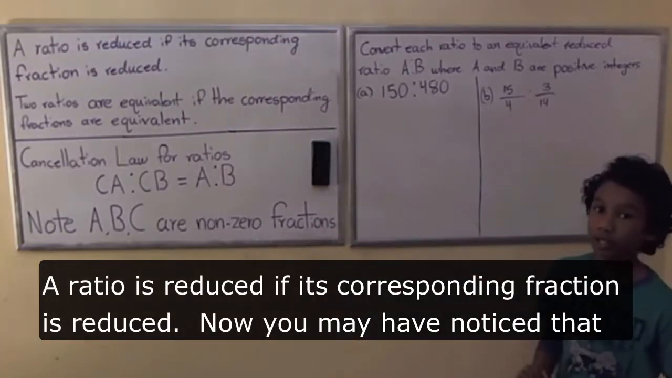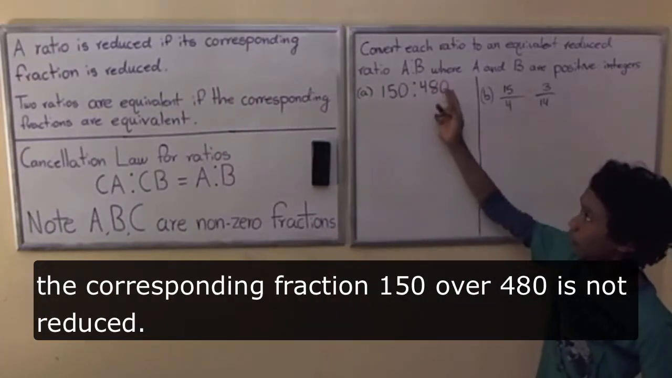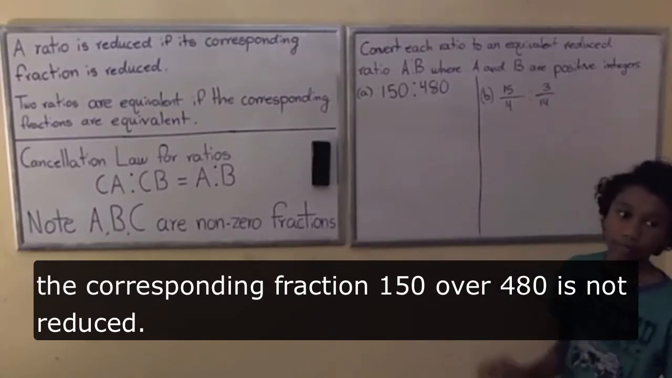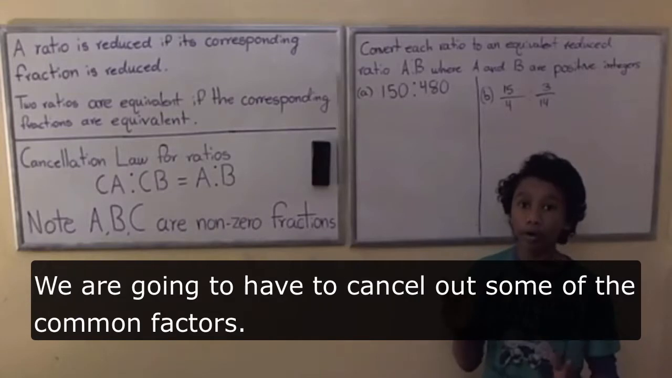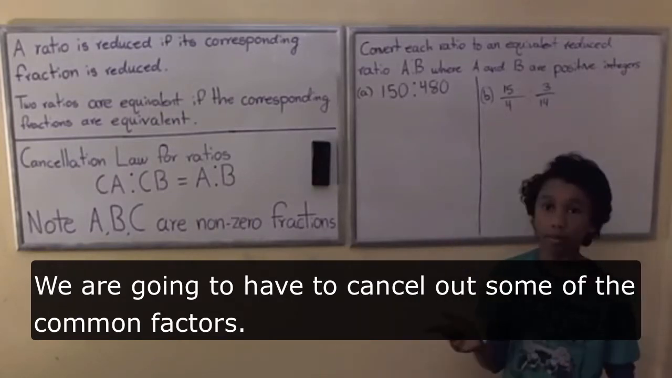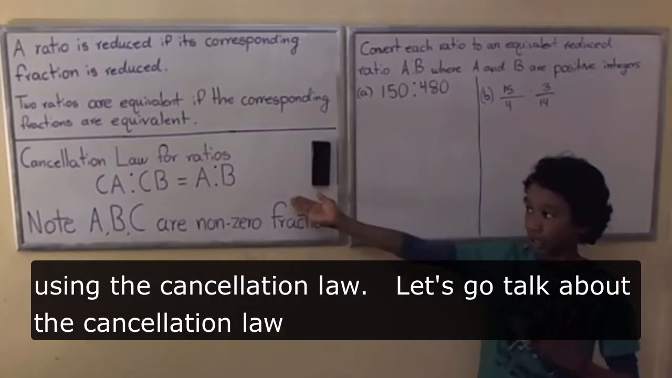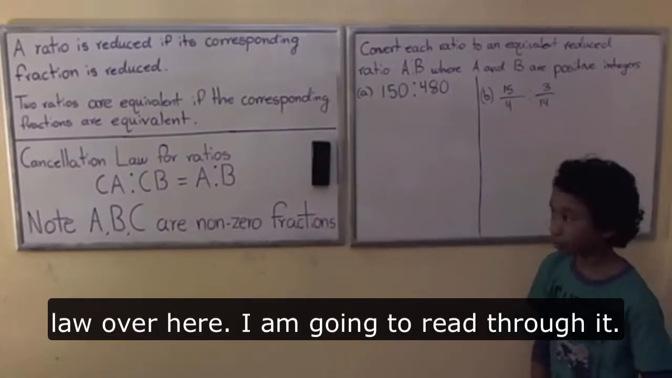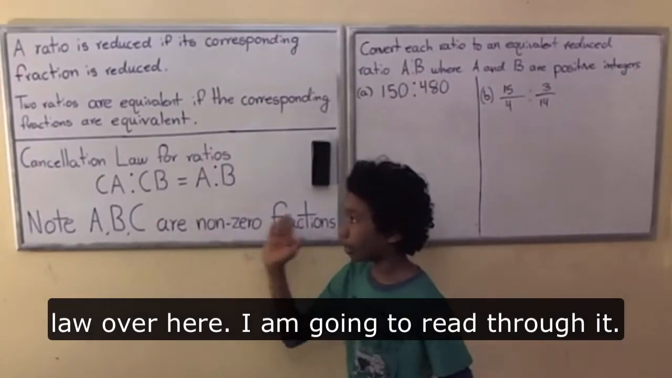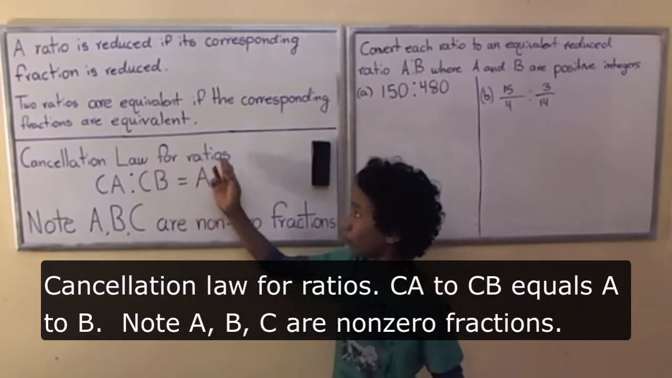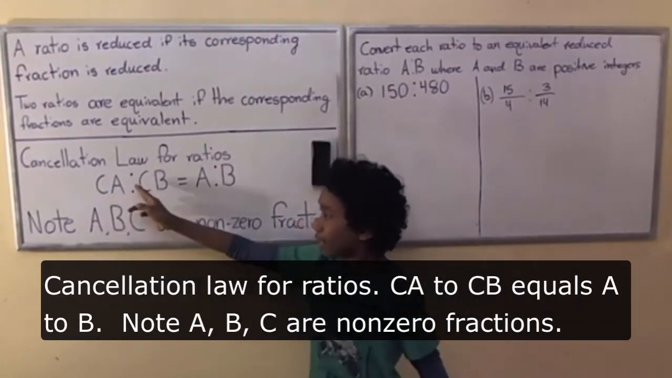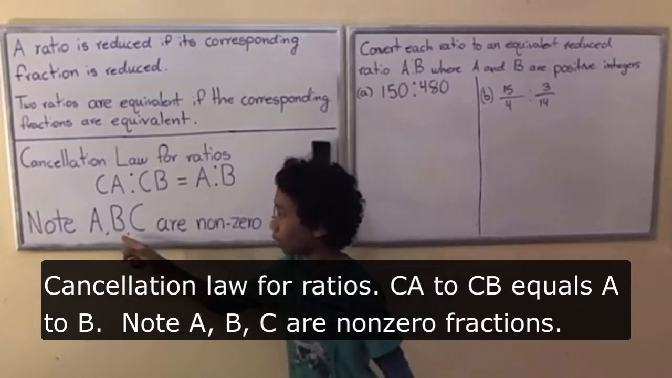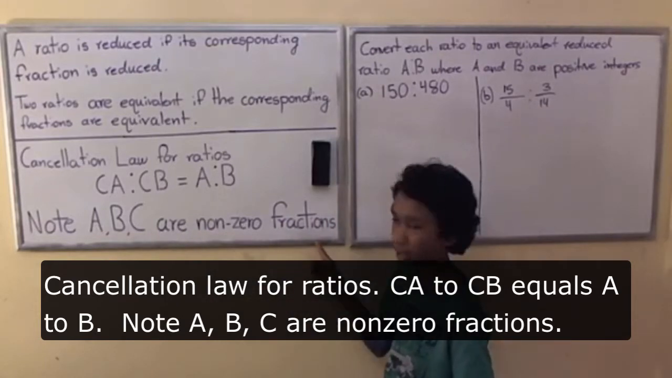Now you may have noticed that if this corresponding fraction, 150 over 480, is not reduced, we are going to have to cancel out some of the common factors using the cancellation law. Let's go talk about the cancellation law over here. I'm going to read through it now. Cancellation law for ratios. CA to CB equals A to B. Note A, B, C are non-zero fractions.